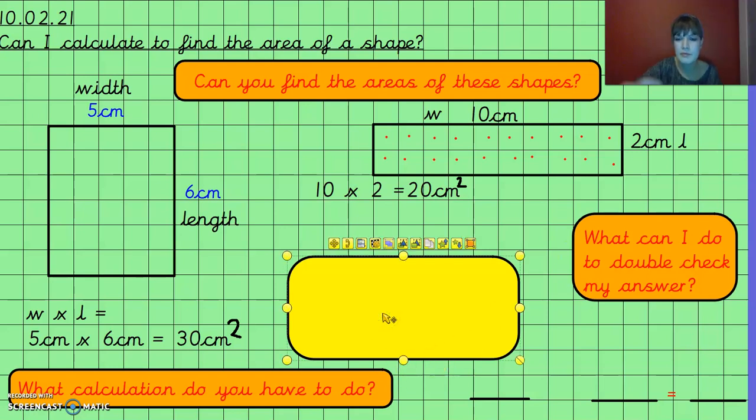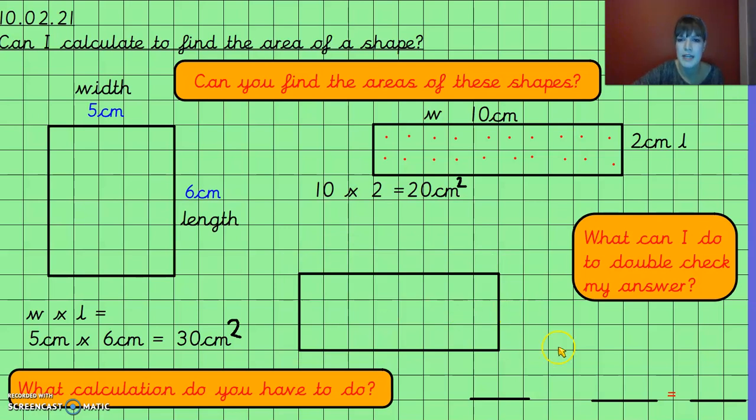Right then. Have a go at this shape for me. This one here. Pause the video and have a go now. Okay, welcome back. Let's give it a go, shall we? Okay. I'm going to count the width here. So it's 1, 2, 3, 4, 5, 6, 7, 8. 8 centimetres. W. 8 centimetres.